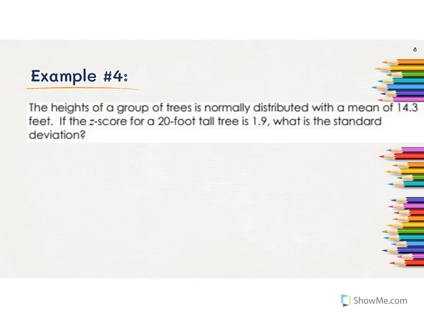All right, for our last example here, the heights of a group of trees is normally distributed with a mean of 14.3 feet. If the z-score for a 20-foot tall tree is 1.9, now we have to figure out the standard deviation. So this is our question here.